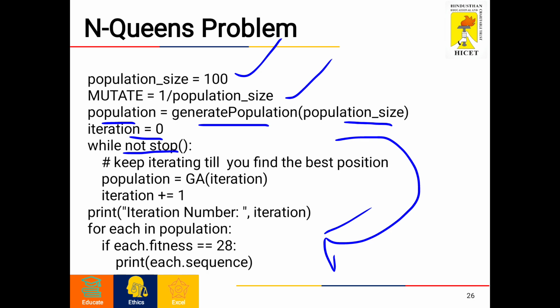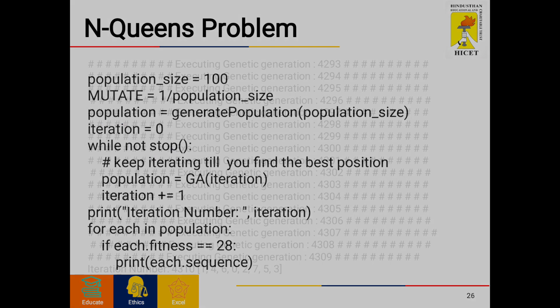Population GA calls the genetic algorithm function, and the iteration gets incremented. The iteration number will be printed here. This gets looped until it meets the termination condition. Whichever individual has the fitness value equal to 28, that sequence will be printed on the screen.